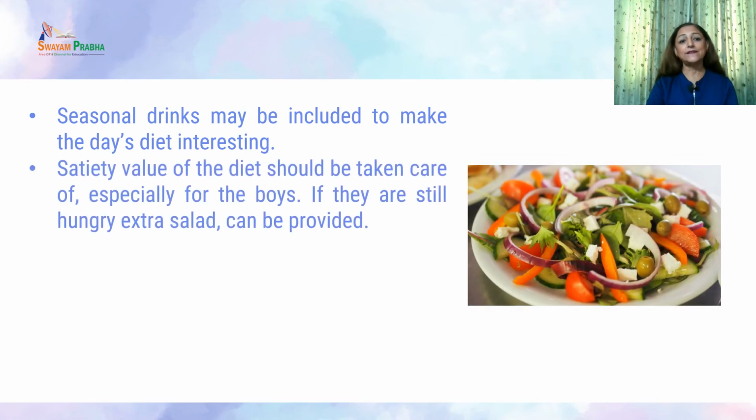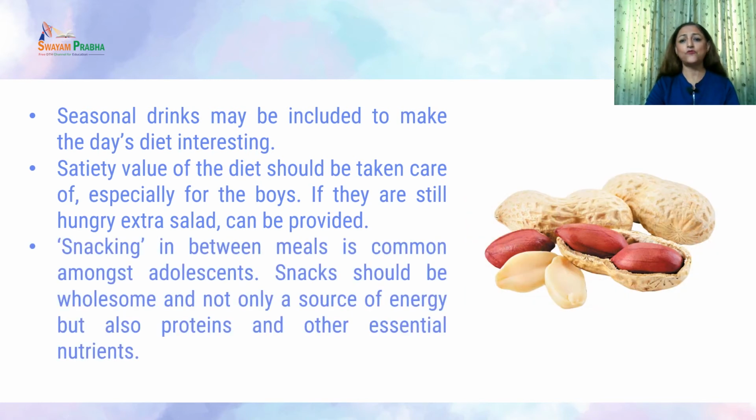And the satiety value of the diet should be taken care of, especially for the boys, because they are always hungry and seeking something to eat time after time. So if they are hungry after the main meal, then salad or soup or nuts or dry fruits can be provided to them so that they do not indulge in harmful food items or junk foods. And snacking in between meals is also common among adolescents. So the snack should be wholesome.